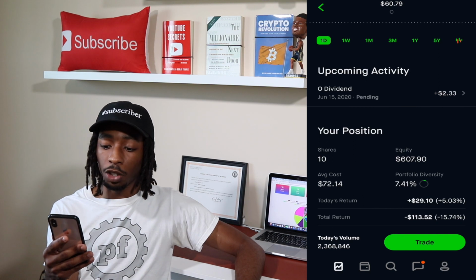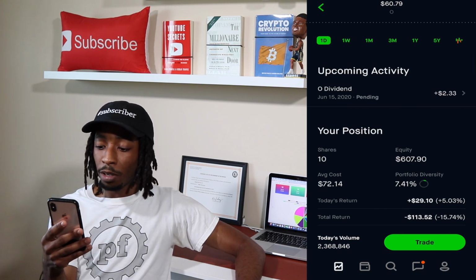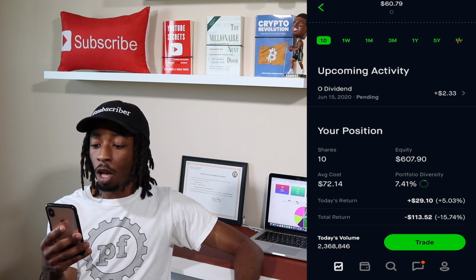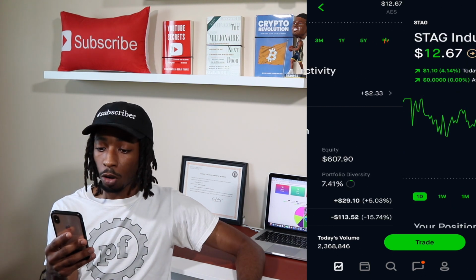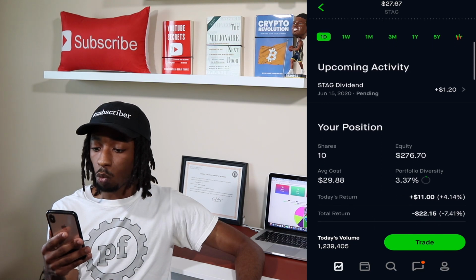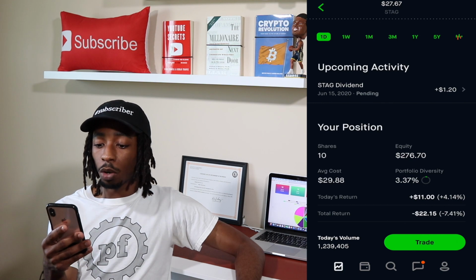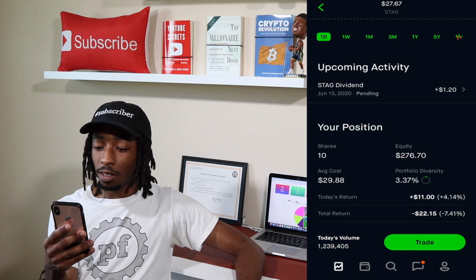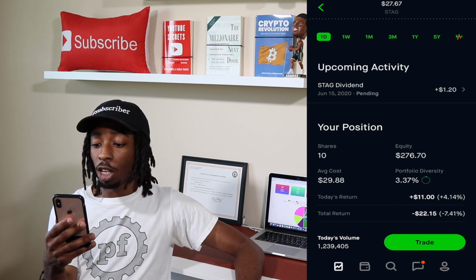I have a total of 10 shares. My average cost, $72.14. I'm down at 15.74%, which is equivalent to $113.52. So moving on over to Stag Industrial, you can also see I have a pending dividend as well for June 15th for $1.20. I have a total of 10 shares. The average cost, $29.88. I'm down on this position at 7.41%, which is equivalent to $22.15.